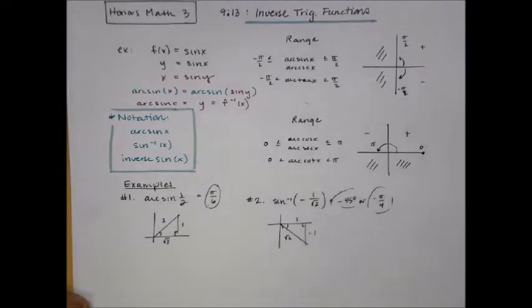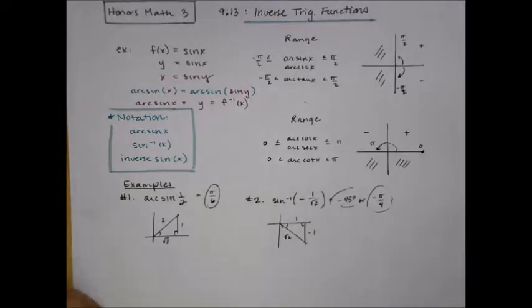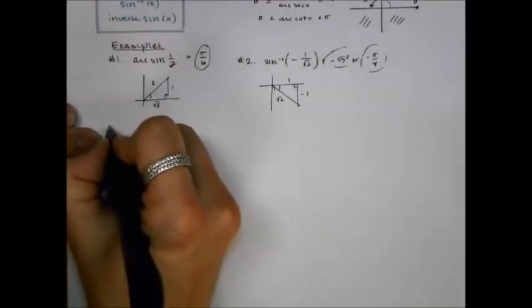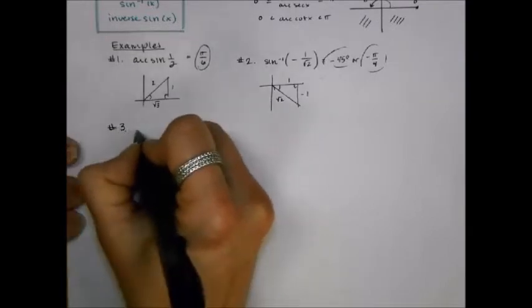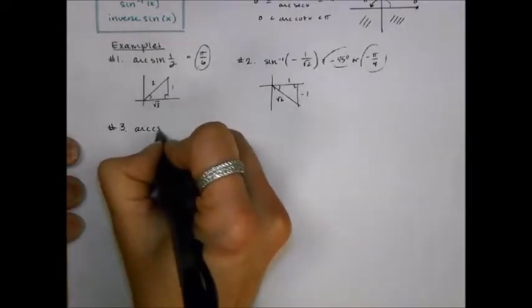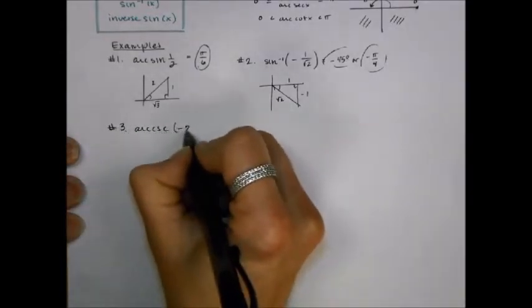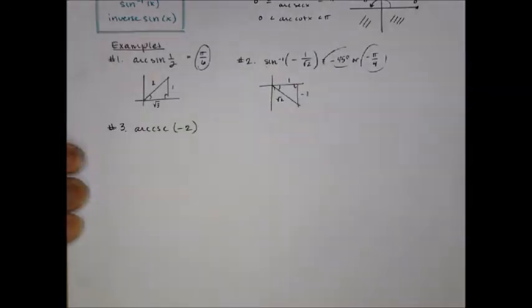All right, so these take some practice in getting used to, and we're going to do plenty more. So here is number 3. All right, arc cosecant of negative 2.